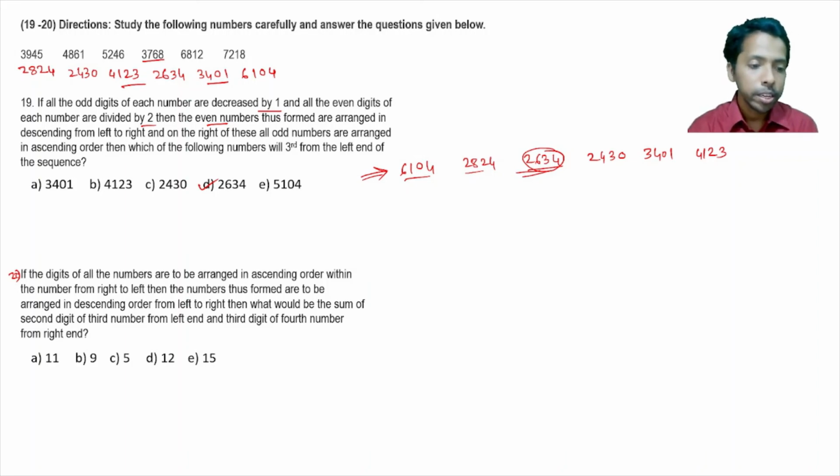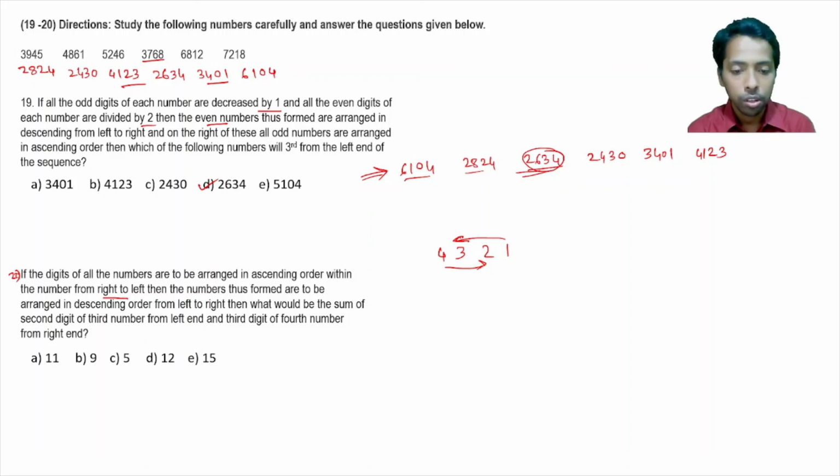Okay, moving to next. If the digits of all the numbers are arranged in an ascending order within the number from right to left, okay, see, right to left in an ascending order, that means what? Suppose 1 2 3 4, this is also the ascending order from right to left. Can you conclude this in some different phrase? That means in descending order from left to right, 4 3 2 1, right? So we just follow this pattern, that the digits are arranged in descending order from left to right in each particular number.